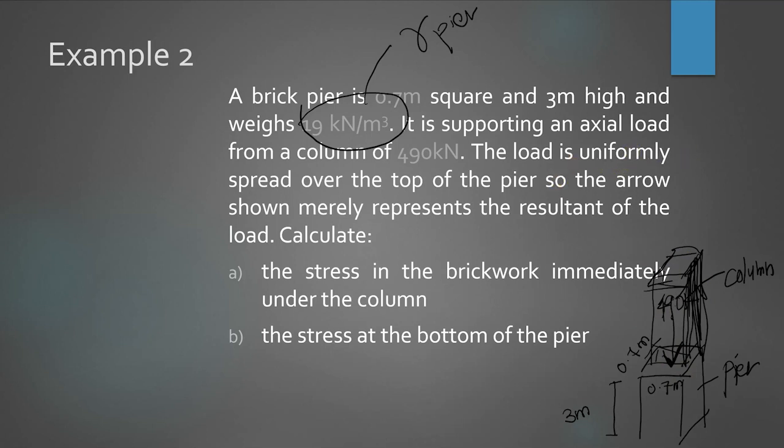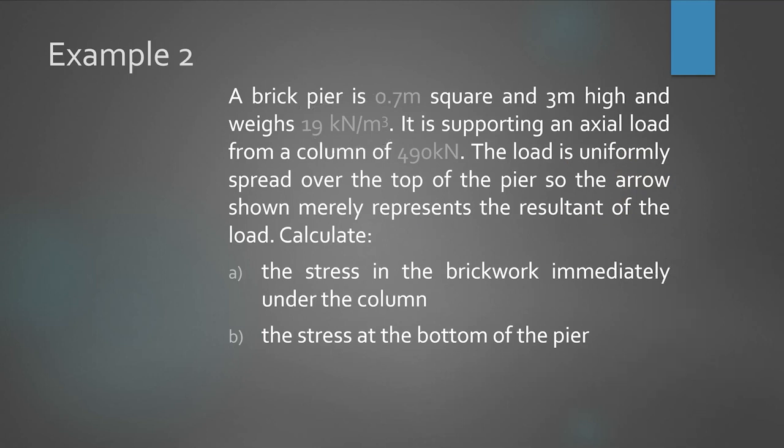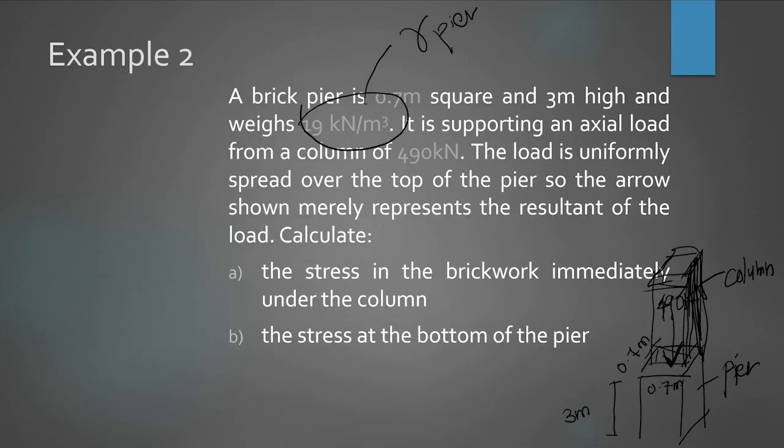The load is uniformly spread over the pier, so that the arrow shows. The picture should be there. Is there a picture? No. Okay, so I give the picture here. It merely represents the resultant of the load. So 490 is the resultant from the column. And then the question asks you to calculate the stress in the brickwork immediately under the column, which means right under the column, at the pier where it transmits, so just right after this 490 kilonewton.